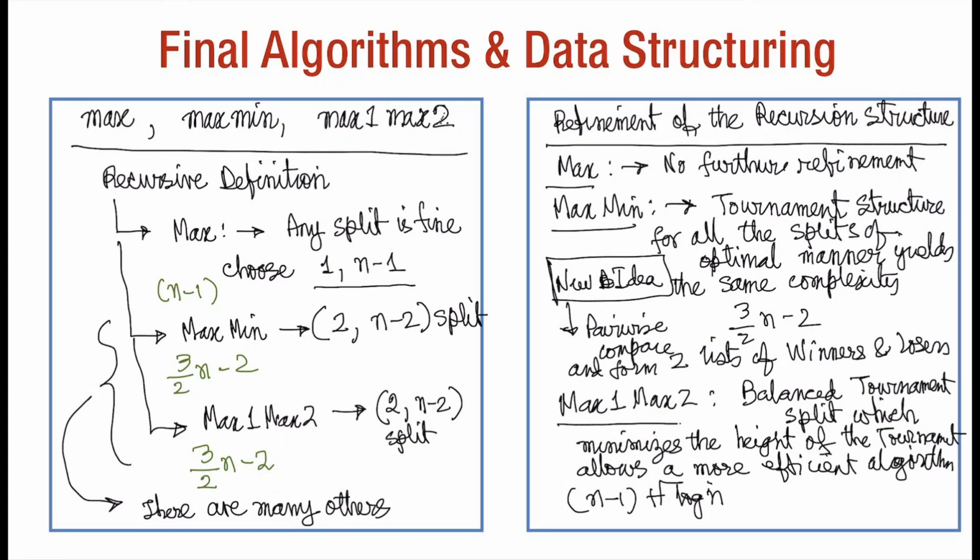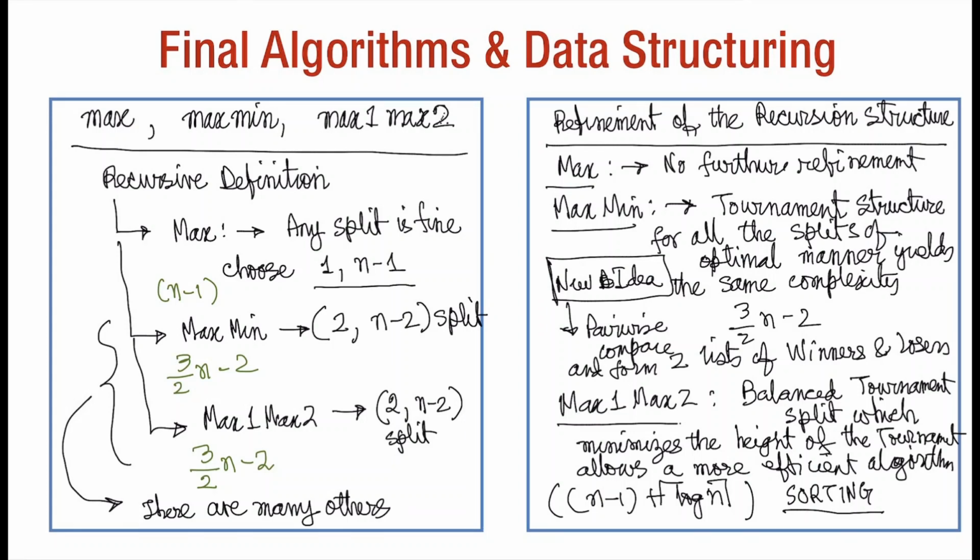It gives us an n minus 1 plus log n algorithm for max 1, max 2. But here we have to store this tournament structure. And it also enables us to do sorting of a set of elements by using this data structure and repeatedly deleting.